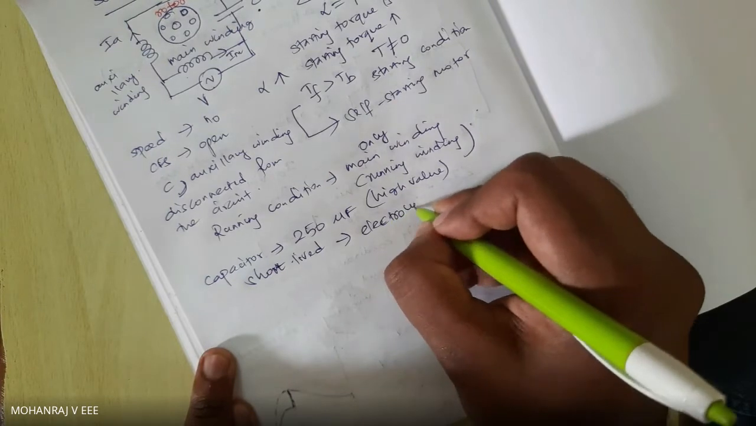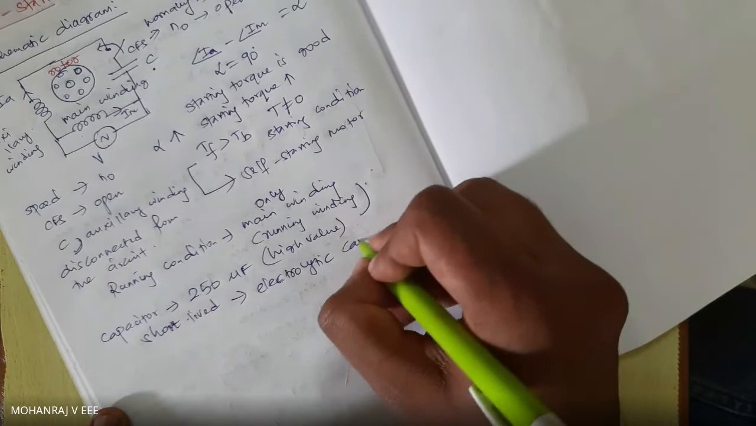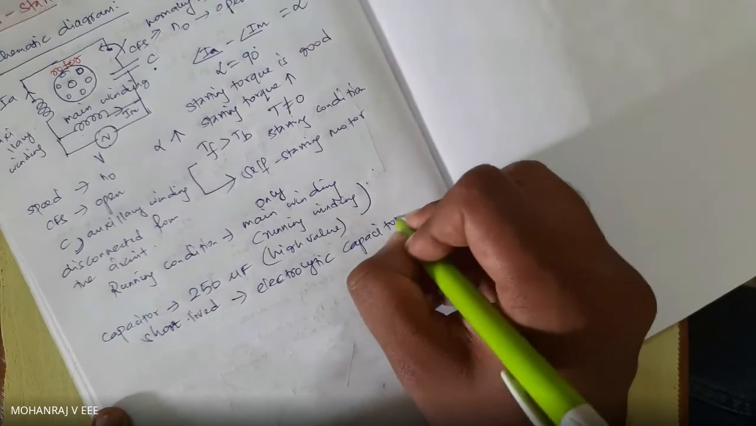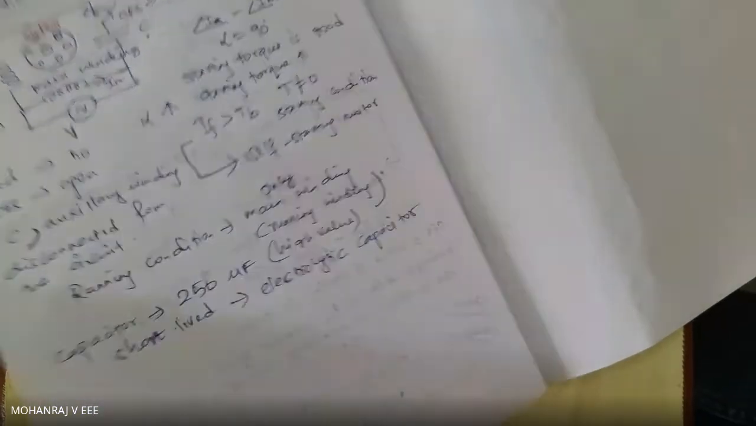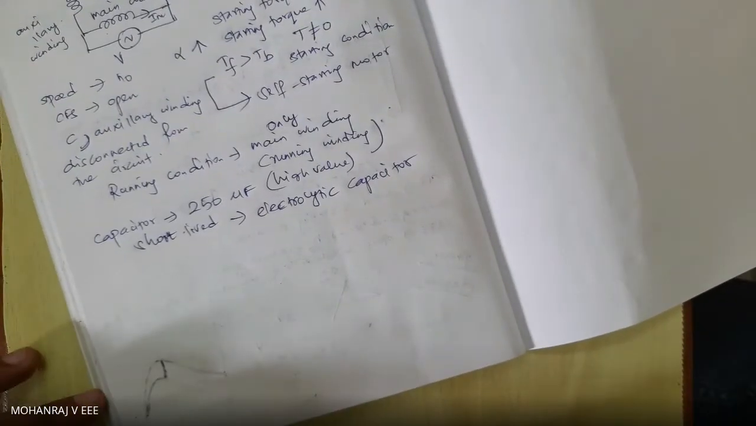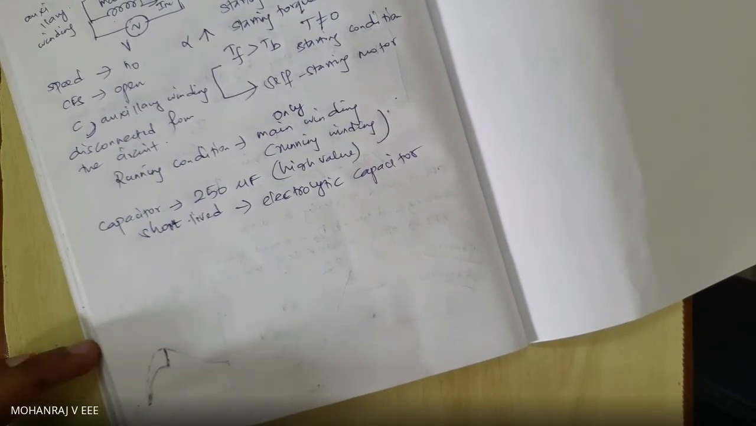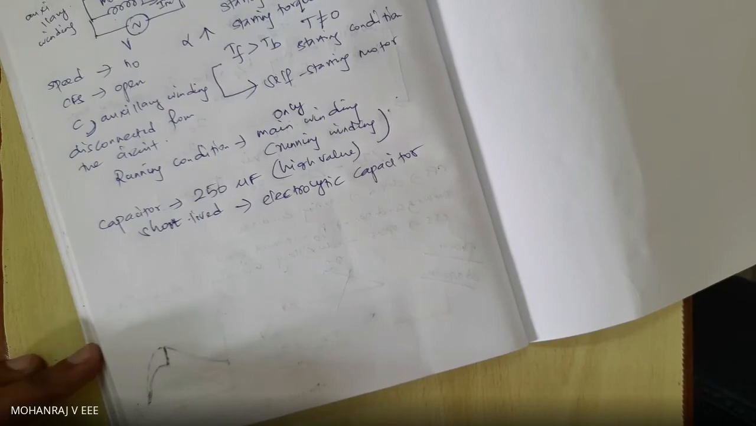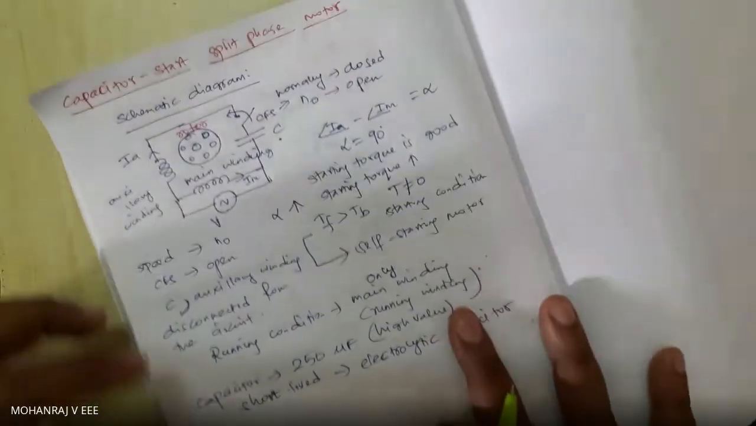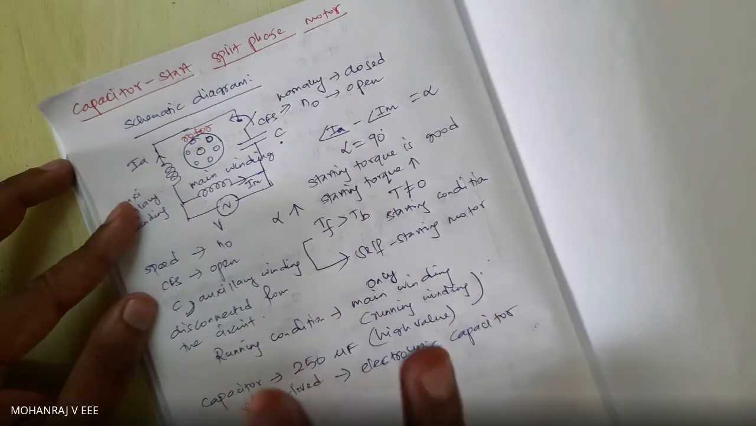What type of capacitor is used? Electrolytic capacitor is used. Value is 250 microfarad. Type is electrolytic capacitor. So this is about your capacitor start split phase motor. We have discussed the schematic diagram and the functioning as well.